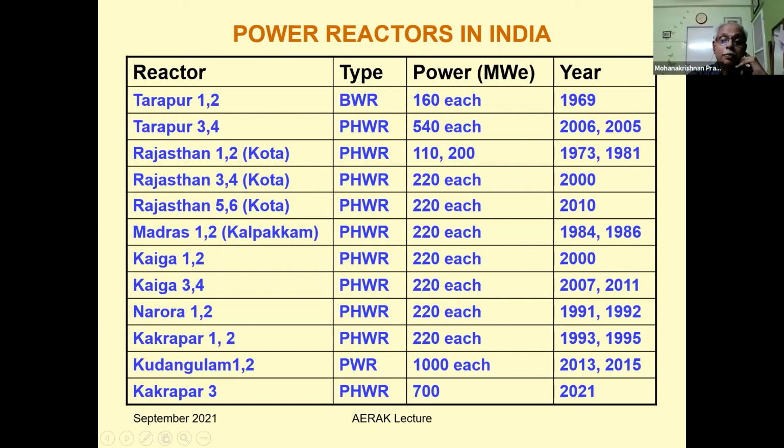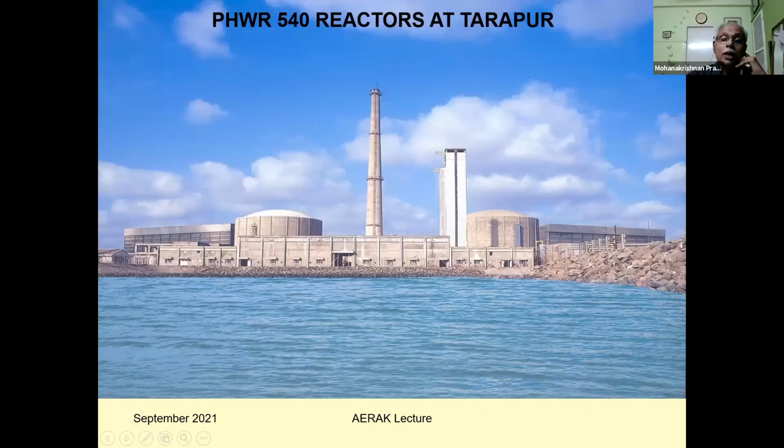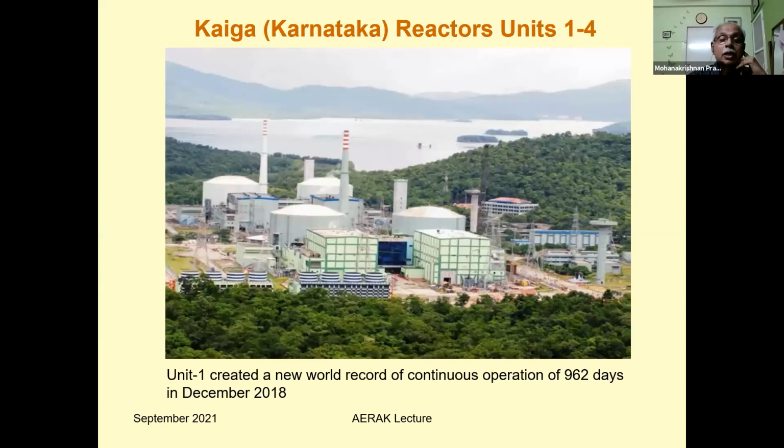So this is a panoramic view of the Tarapur 3 and 4, 540 megawatt electric PHWRs. And this is the Kaiga power reactor site in Karnataka. There are 4 units, and unit 1 created a new world record because these reactors are fueled online. So it created a world record of continuous reactor operation. That is, the reactor continued to operate for 962 days, and it was shut down for maintenance only after about 3 years, in 2008.